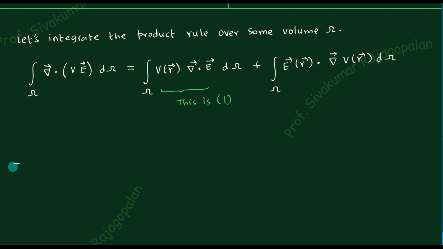So I will bring this particular term to the left side. So now I will put it on the left side: integral over omega of V of r times the divergence of the electric field, d omega. So it has come to the right side. That is equal to, here we can do one thing.